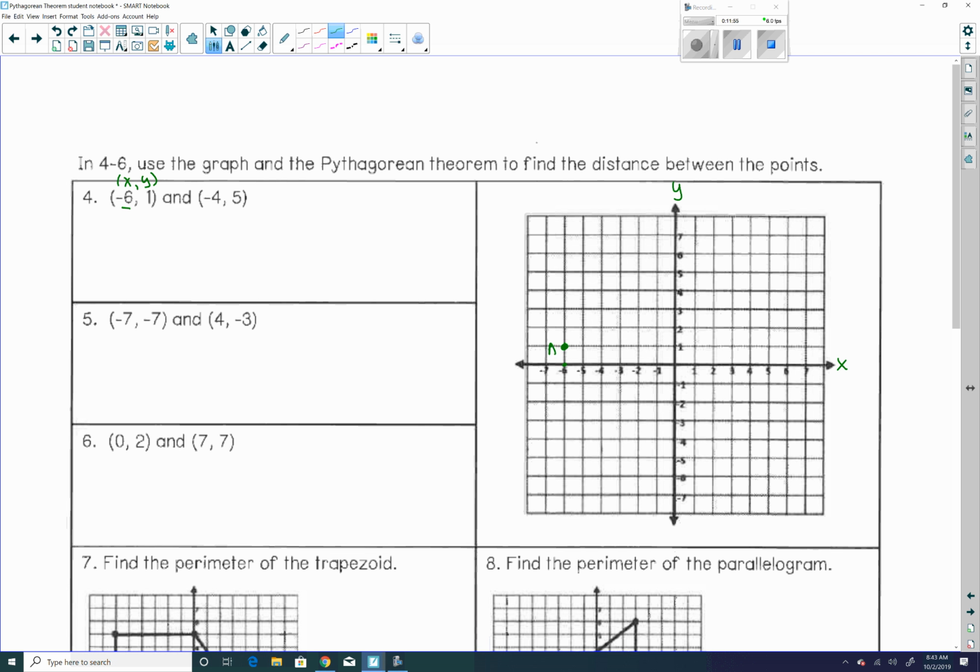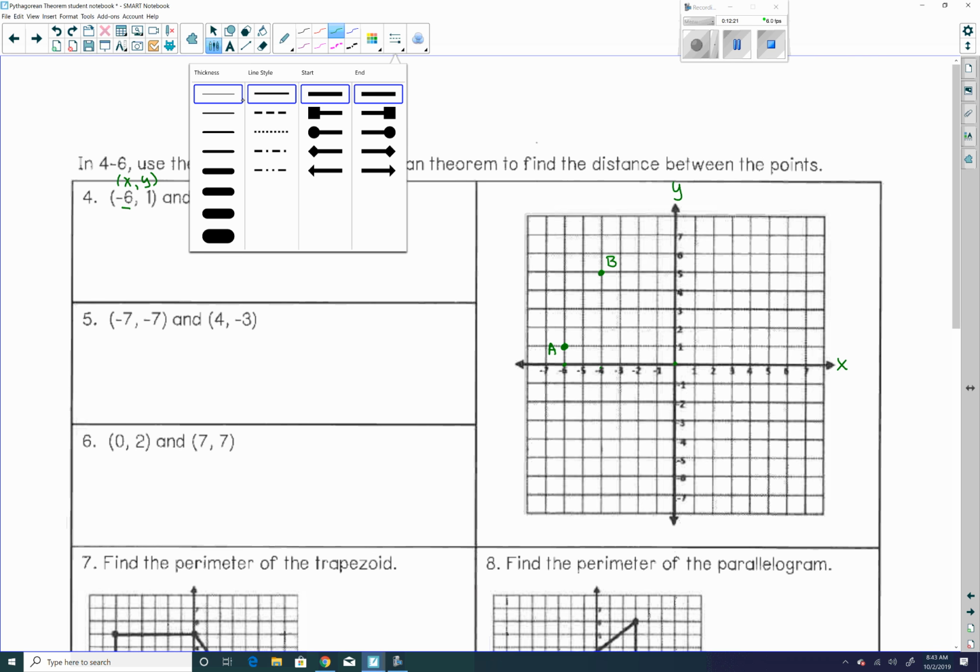I'm going to label that point A. Next is going to be -4, 5. Come over again, always start in the center, come over to -4, then go up to 5. And that's where our point B is going to be. So I'm going to color code. So this is A and B in green. Okay, so I'm going to draw my line in green.